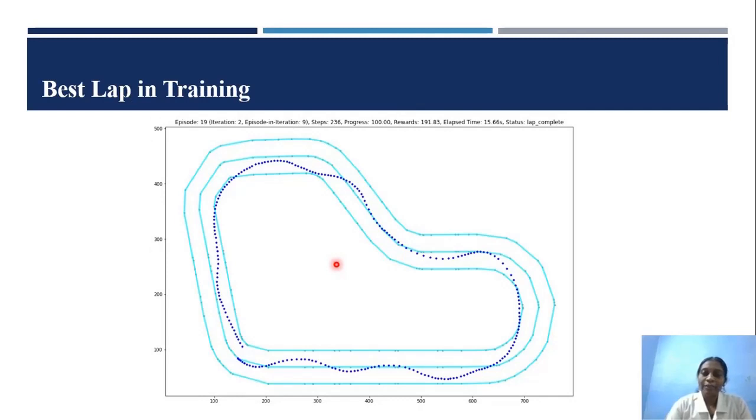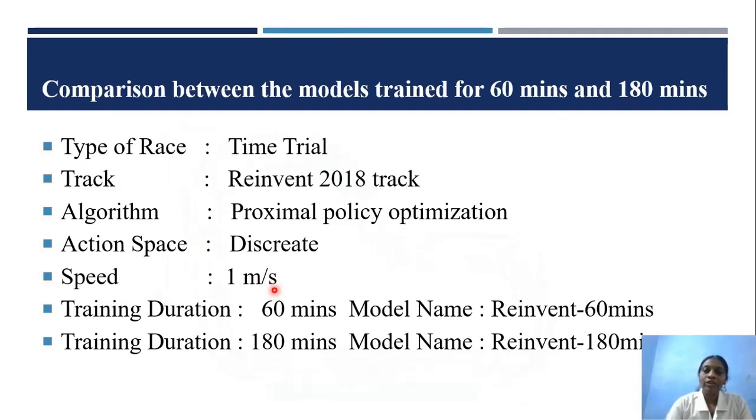And with the minimum amount of training, this is the final, the best lab completion graph shown over here. So likewise, on each training model, we can plot various graphs. From that graph, we can predict whether the model is robust or not. So now we are going to compare two types of training model.